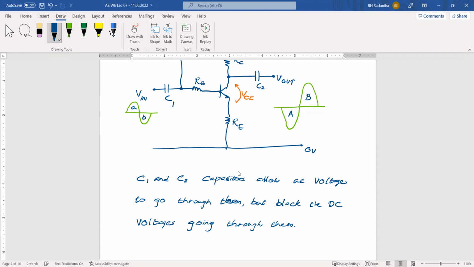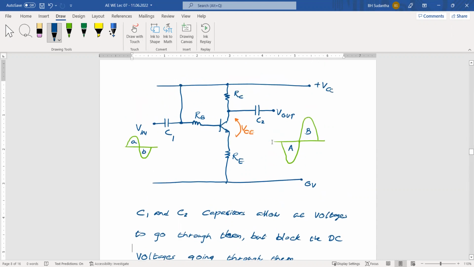For this side, DC voltages cannot go to the V in side. And here the DC voltages we have supplied from this VCC line. And the DC component cannot go to the V out side also. Then when you input AC signal here, from V out, you can receive AC signal only. The DC component will be blocked.